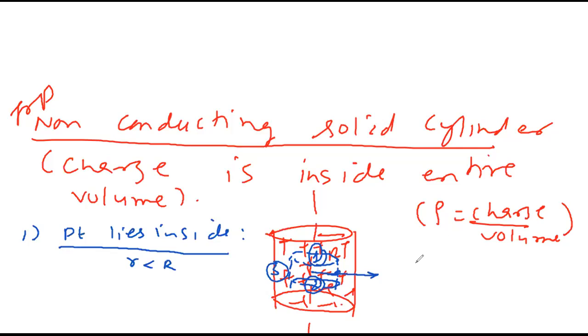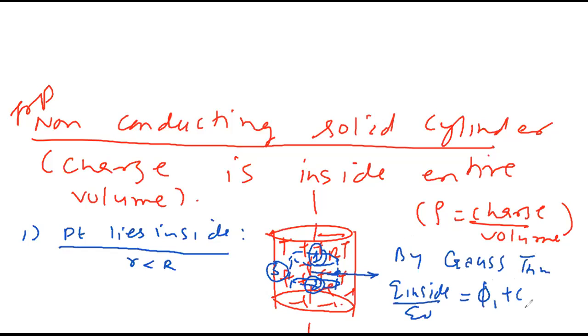Now the point is inside, charge is enclosed by that Gaussian surface. So by Gauss's theorem, Q inside upon epsilon naught is total flux. Flux from the first plane surface, second plane surface, third curved surface. So this will be 0 plus 0 plus only due to the curved surface. Write these three lines.